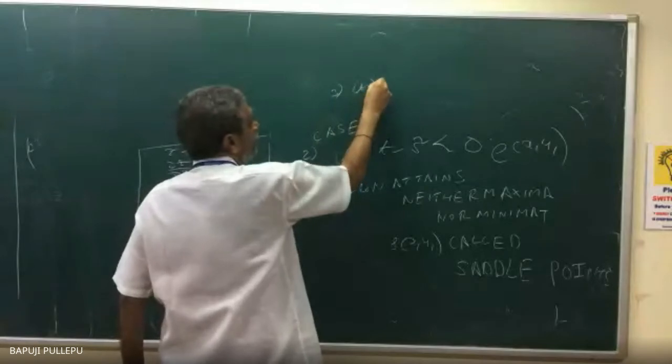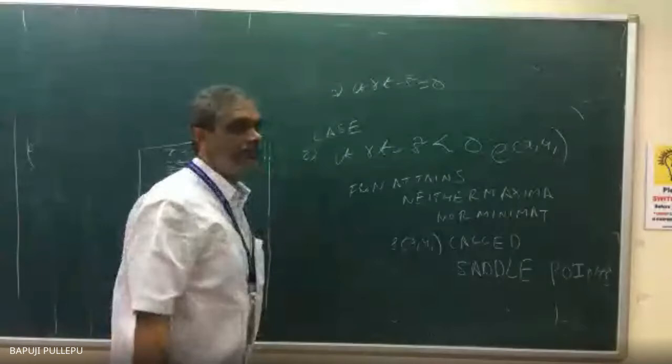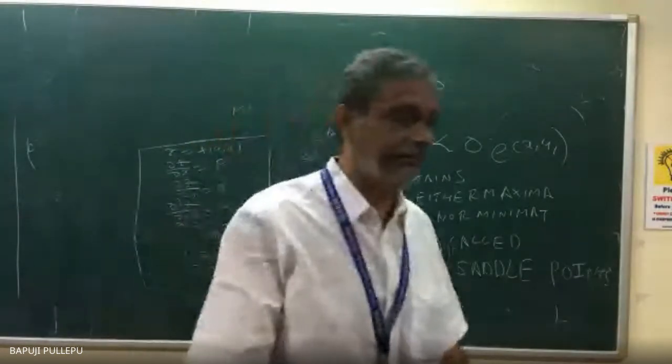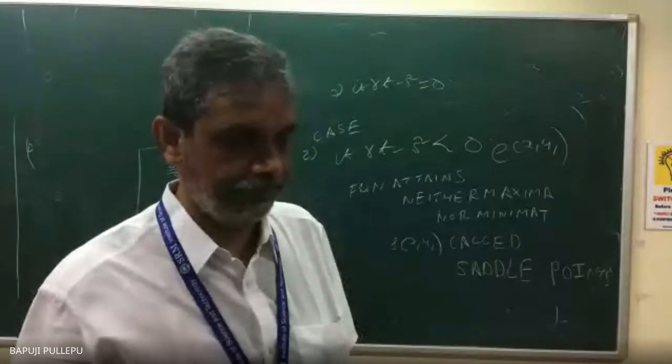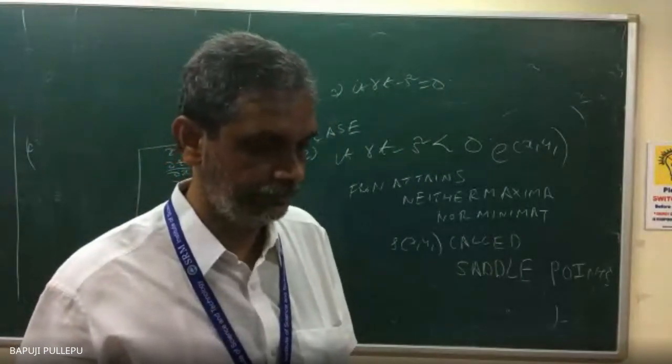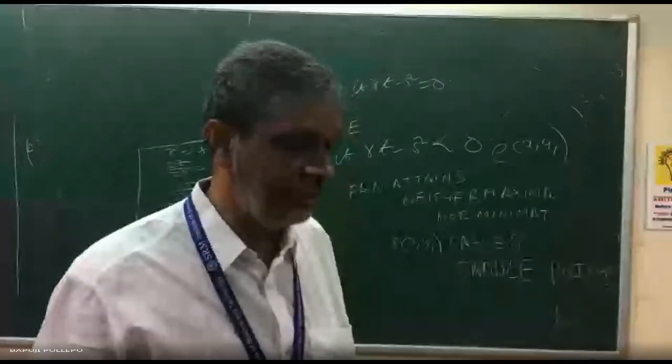If RT minus S square is equal to 0, we go for further investigation. That's enough. No need to go very deeply. RT minus S square is equal to 0 means what? We go for further investigation.